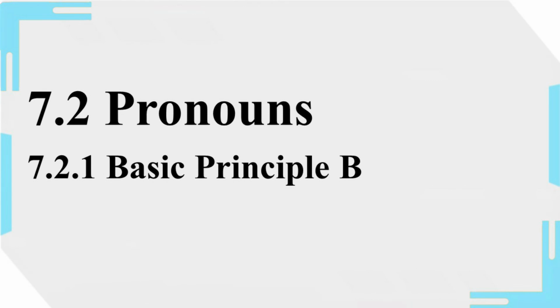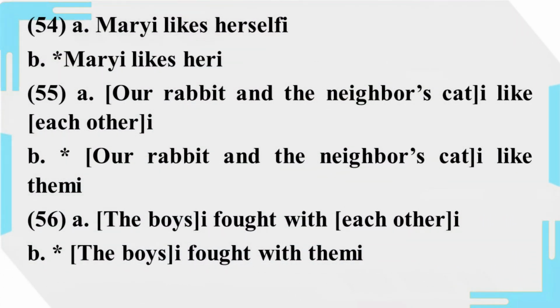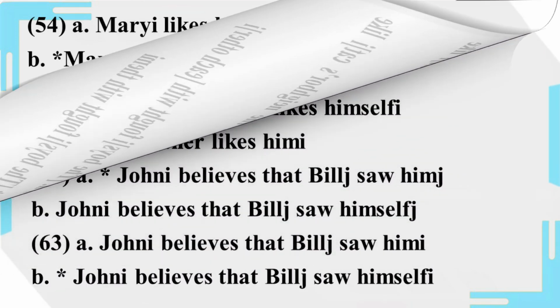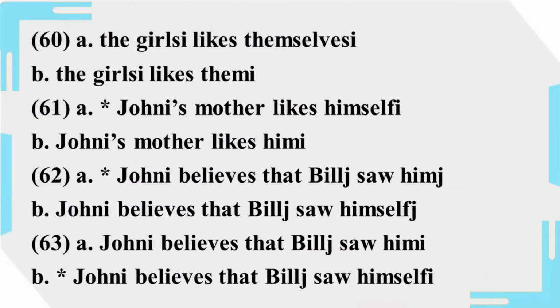If we collect some of the examples considered in the previous section and change the reflexive pronouns to simple accusative pronouns, in most cases, the good sentences become bad and the bad ones become good. Let's look at these sentences. Mary likes herself. Mary likes her. Our rabbit and the neighbor's cat like each other. Our rabbit and the neighbor's cat like them. The boys fought with each other. The boys fought with them. The girls like themselves. The girls like them. John's mother likes himself. John's mother likes him.